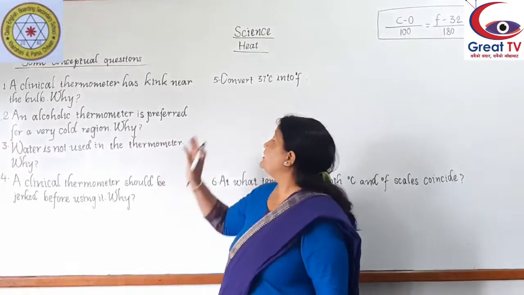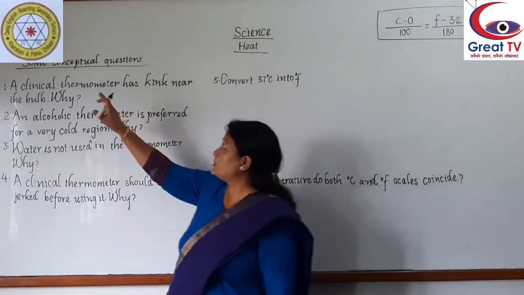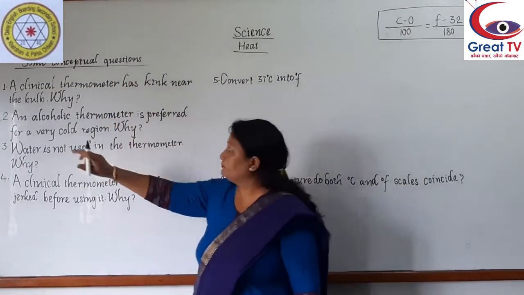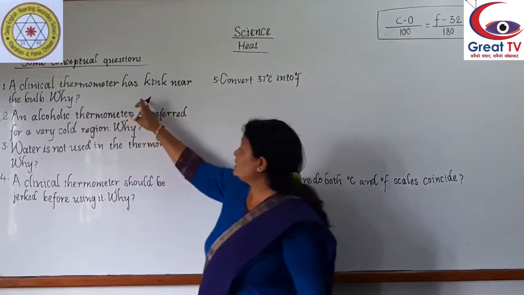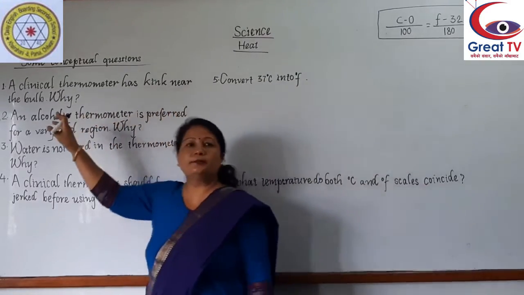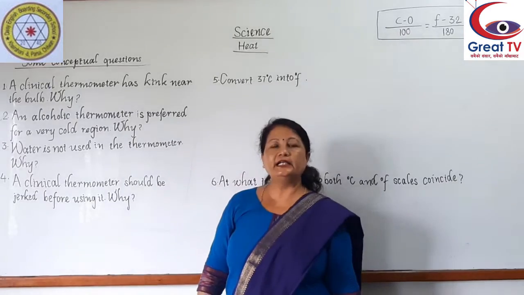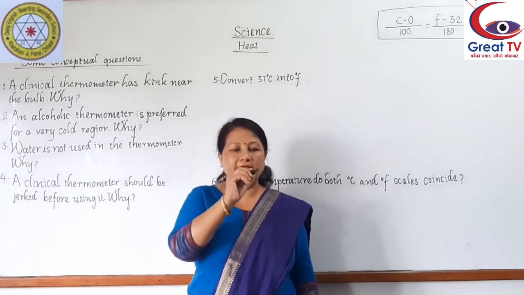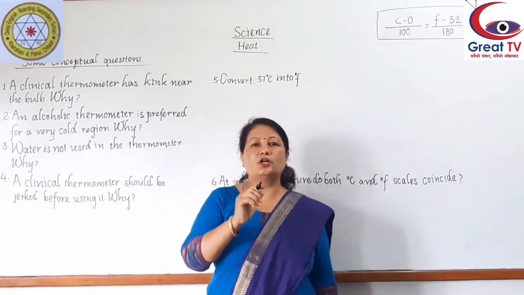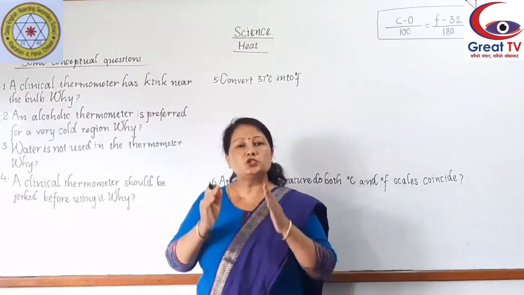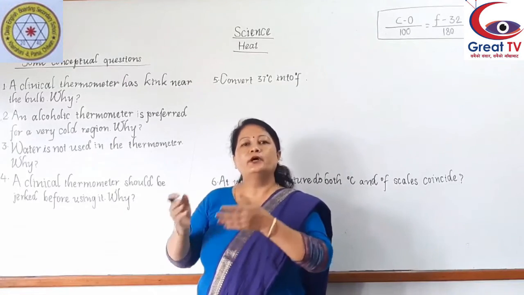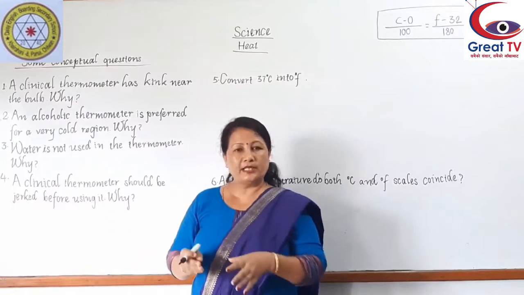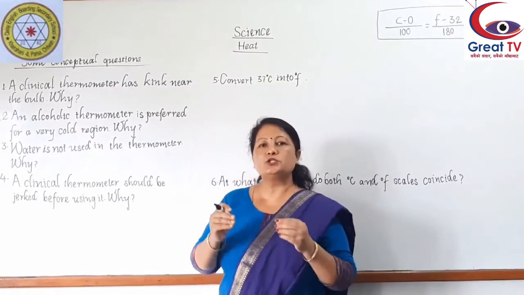At the end of the lesson, here we have some conceptual questions. Why does a clinical thermometer have a kink near the bulb? A clinical thermometer has a narrow constriction called a kink to stop the backflow of mercury automatically and ease the reading.